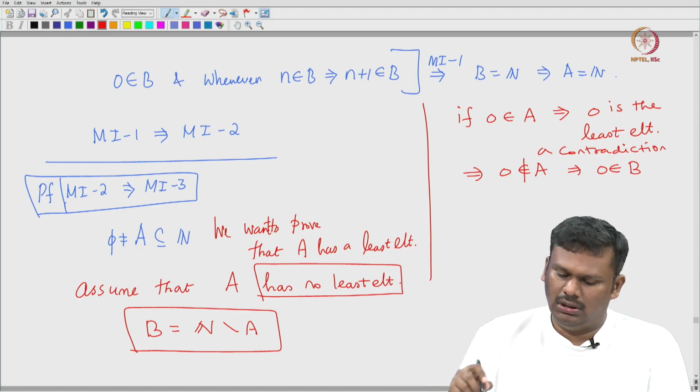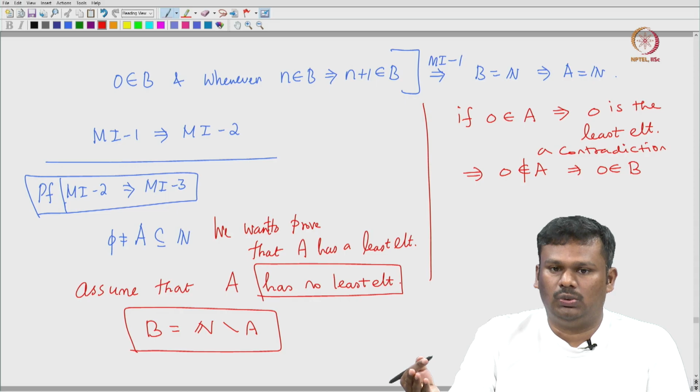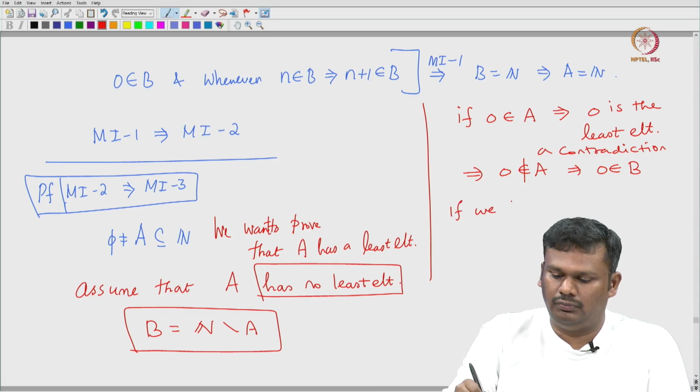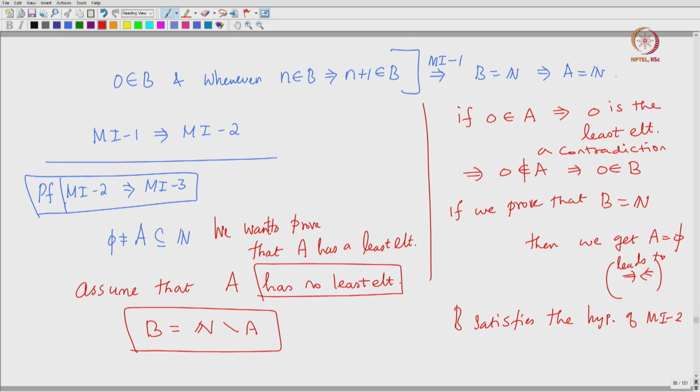Now if you go back to mathematical induction 2, I want to say that B is all the natural numbers. Then that would imply A is empty. So if we prove that B is exactly N, then we get that A is empty, which is a contradiction. That is what we are aiming to prove. So we need to verify that B satisfies the hypothesis of MI2. We already verified 0 is in B.